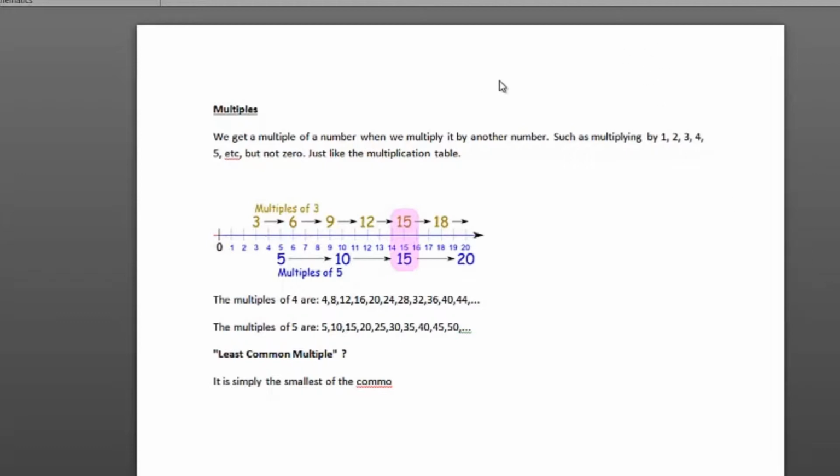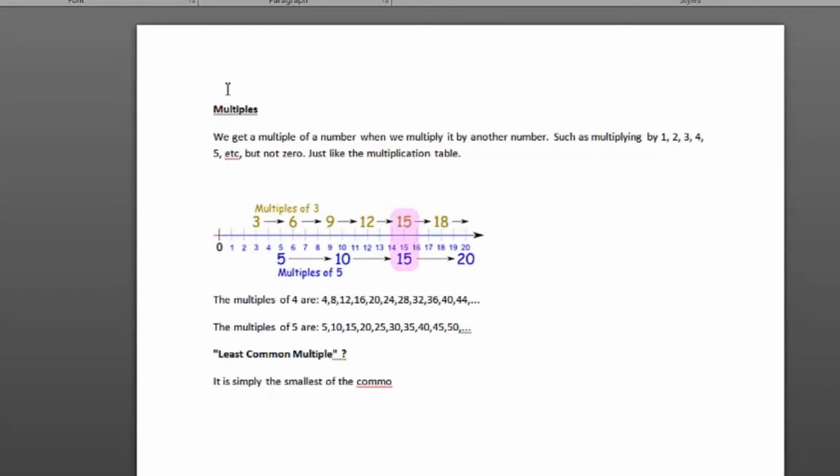If you don't know what a least common multiple is, I'll try and explain it really quick. I'm pretty sure a lot of you know what it is, but just for the sake of formality. A multiple of a number is what you get when that number is multiplied by an integer. An example: the multiples of 3 are 6, 9, 12, 15, 18, and so on. And the multiples of 5 are 5, 10, 15, 20, 25, 30, 35, 40, and so on.